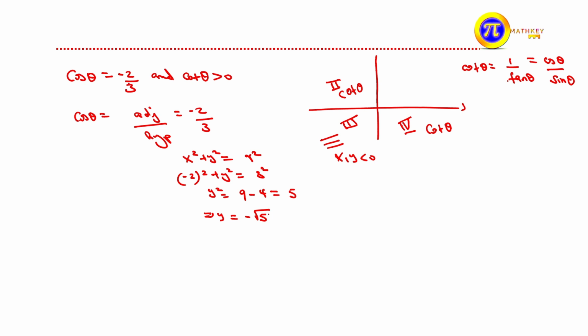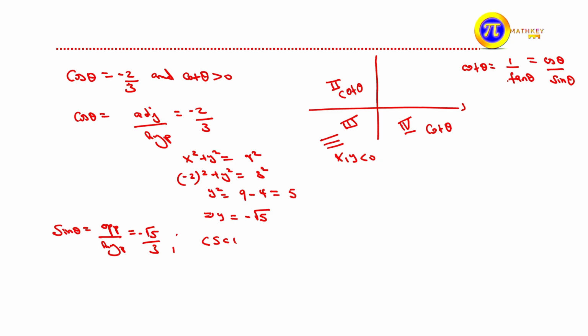From this, what is sin theta? Sin theta is equal to opposite over hypotenuse. Our opposite is the y value, so sin theta is negative root 5 over 3. Is option A correct? It is not correct, because the given value there is positive. A is not correct there. The other one, cosec.